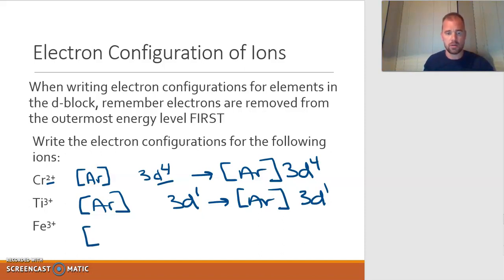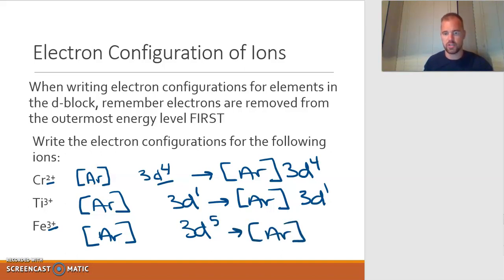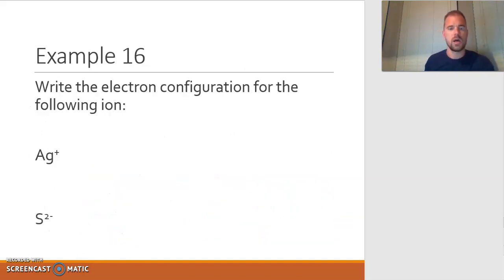Finally, iron. Normal iron is 4s2, 3d6. Because it's iron 3 plus, I need to remove 3 electrons. So I'm going to remove these 2 first, and then I have to remove one more electron. Therefore, iron 3 plus will have the configuration of 3d5. Let's let you do some. I want you to pause the video and then hit play to reveal the answers.